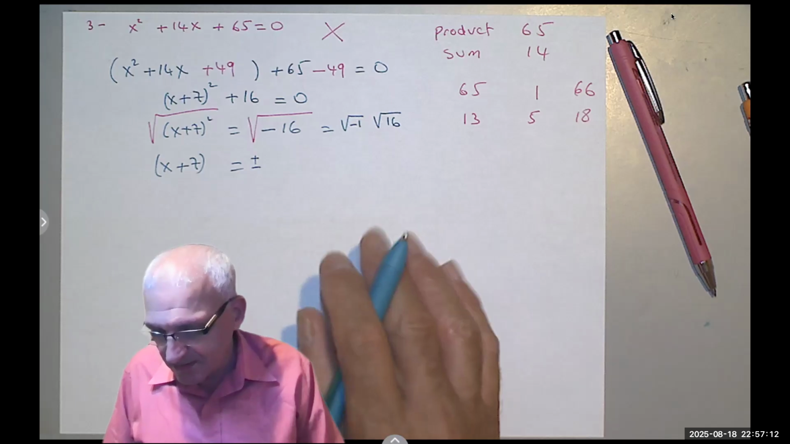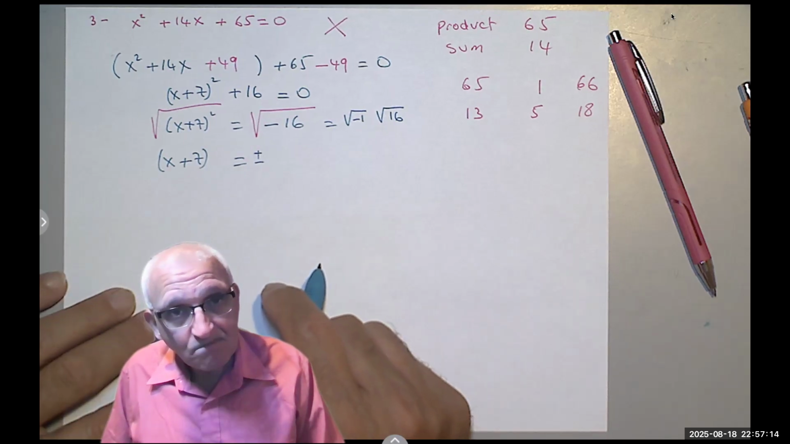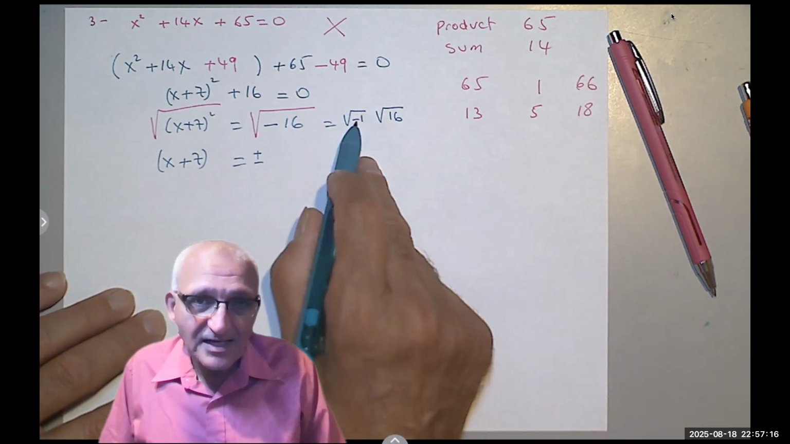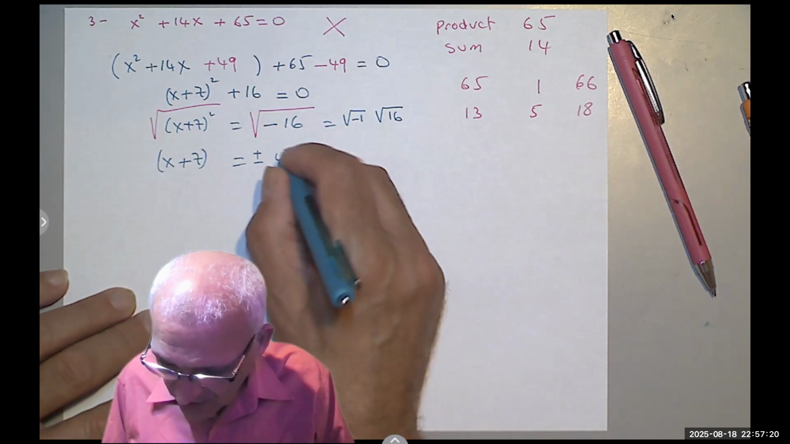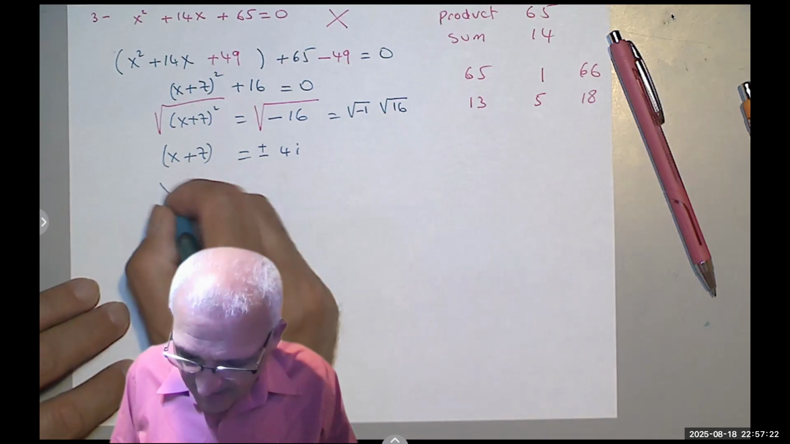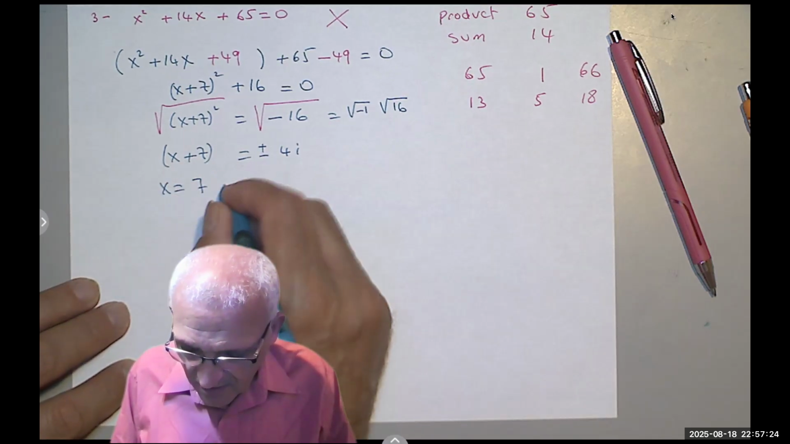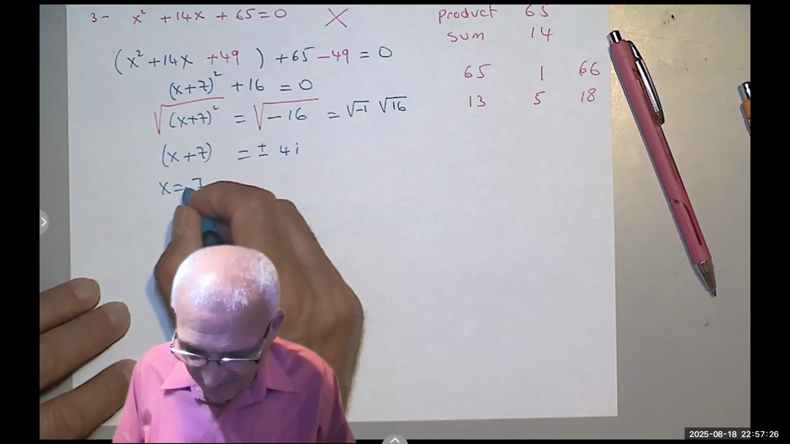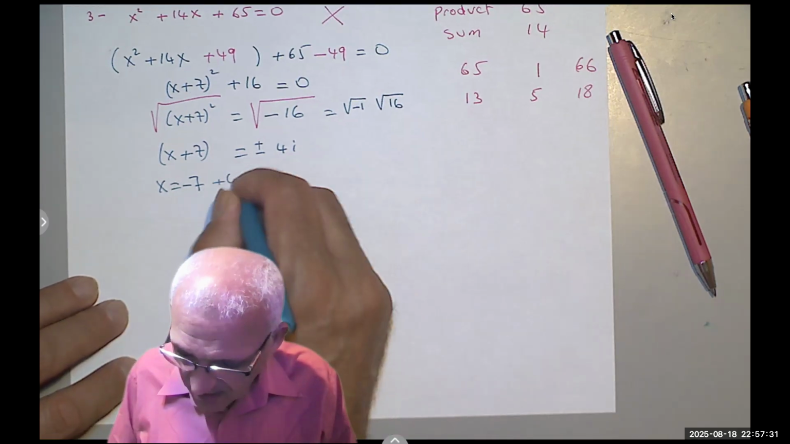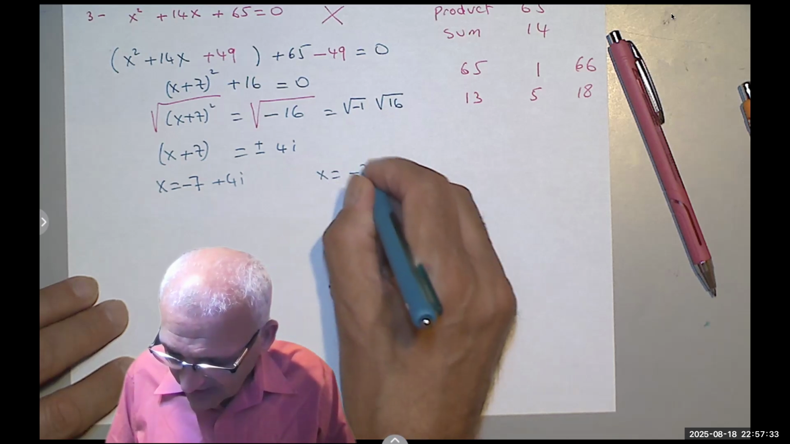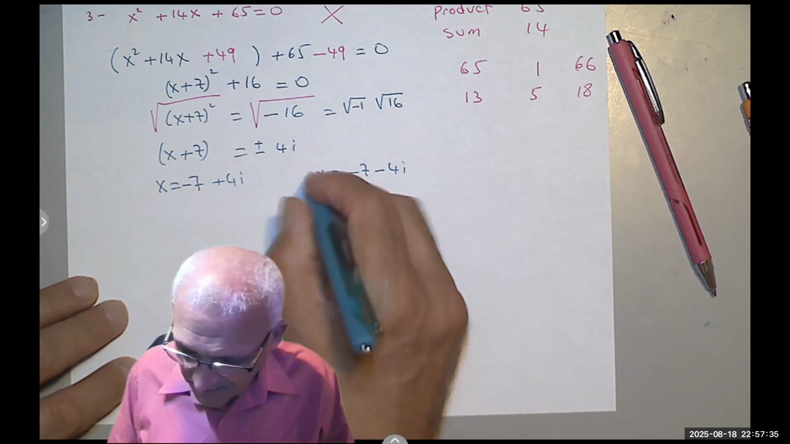We have two answers. Okay? We call that i, you know that. And the square root of 16 is 4. So plus or minus 4i. So x equals negative 7, because you're going to subtract 7, plus 4i, or x equals negative 7 minus 4i.